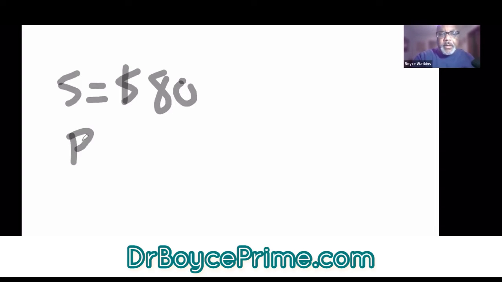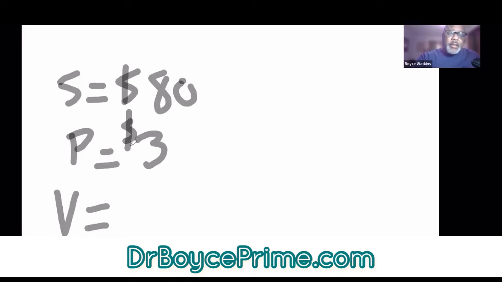Let's assume the stock price, I'm going to put S for the stock price, is $80. And let's say that the premium that you would get on selling the call, we'll call that P, is, I don't know, let's say $3, and that's for 1 week. Let's say that's a weekly premium of $3. And let's say that your vomit price, we'll call that V, is $60.